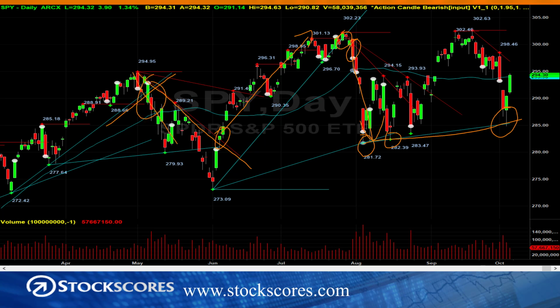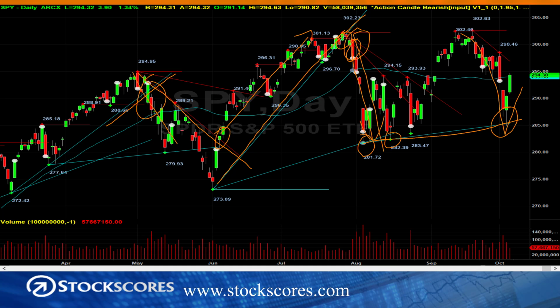And again, these lines are not drawn by me with the benefit of hindsight. These were drawn by the computer using the concept that I teach in the different Stockscores market courses that I do. And you can learn more about those in the trader training section of the Stockscores website. So the emphasis here is to remember that when price falls into a trend line, it often bounces, and when it breaks a trend line, it often moves lower.